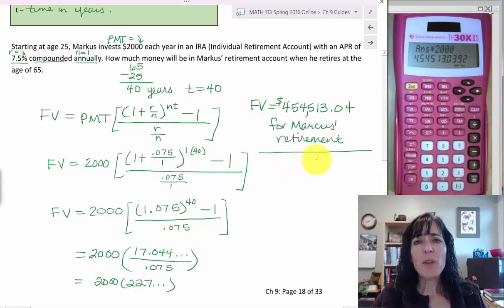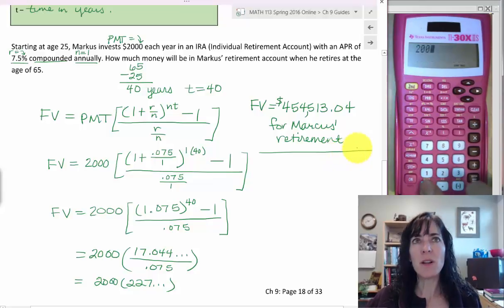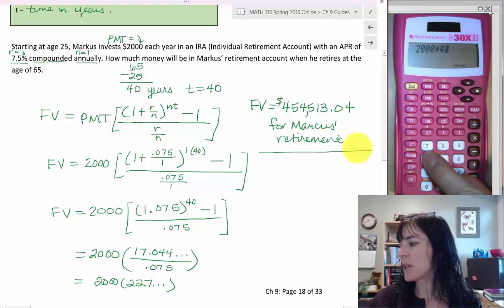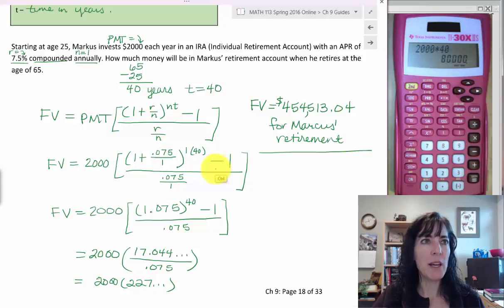So I'm curious, if he had just put $2,000 into a sock every year in the corner of his closet, he would have taken $2,000 times 40 years. He would have done that 40 times, and he would only have $80,000.